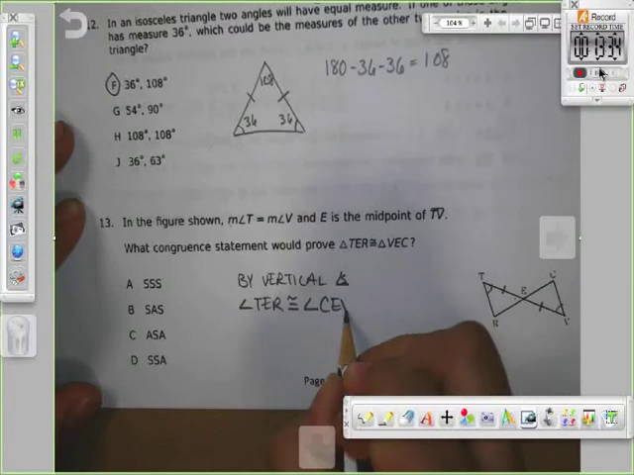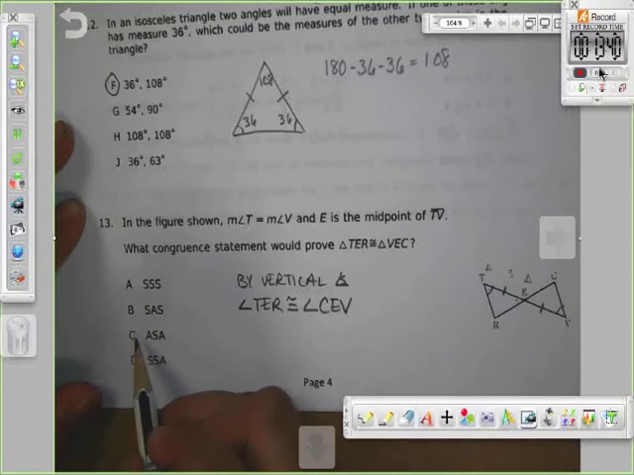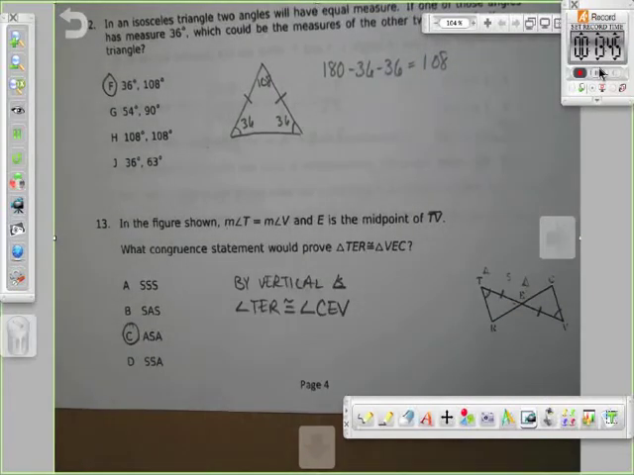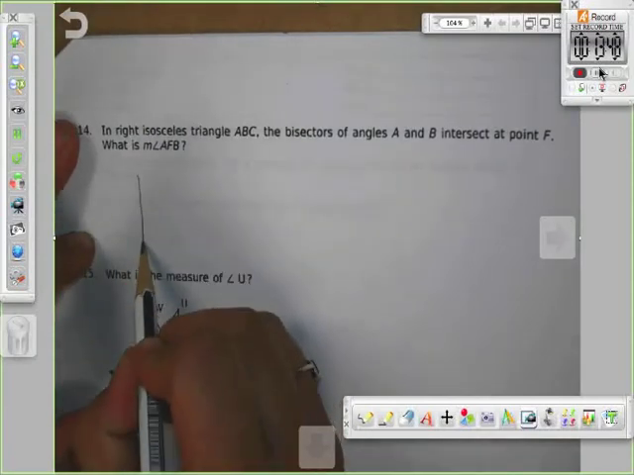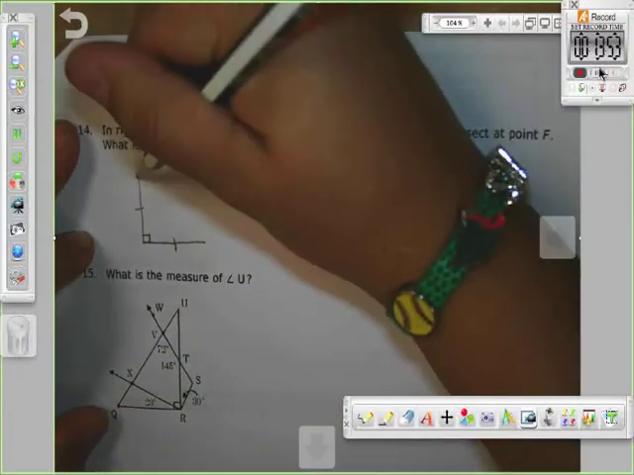We also know that angle TER, this point here, will be congruent to angle CEV. So here we have an angle, a side, and an angle. So that's the ASA postulate. Angle, side, angle.